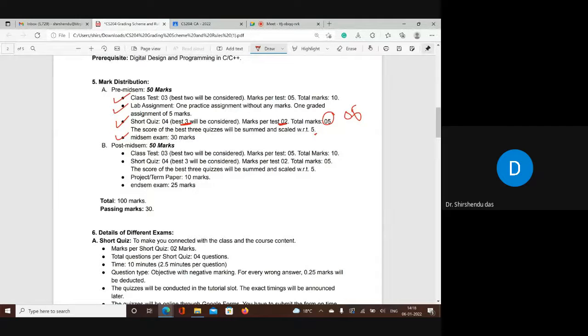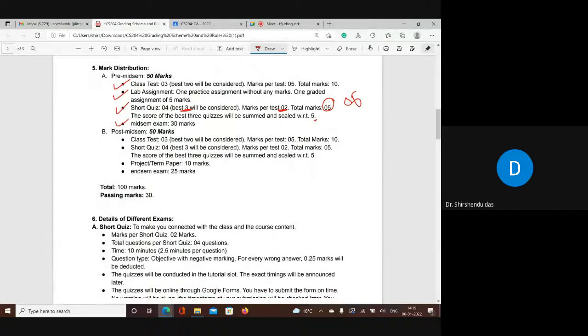So I hope the pre-midsem part is clear. Class test 10 marks, lab assignment 5 marks, short quiz 5 marks, and midsem 30 marks. I'll explain short quiz in more detail after some time. Okay, now let us go to the post midsem part.